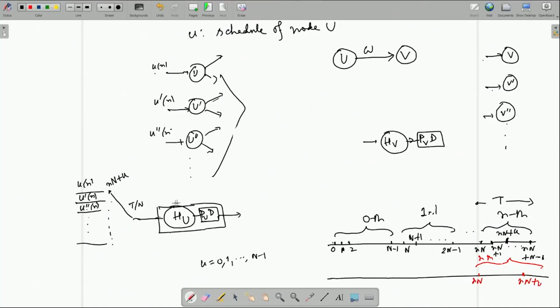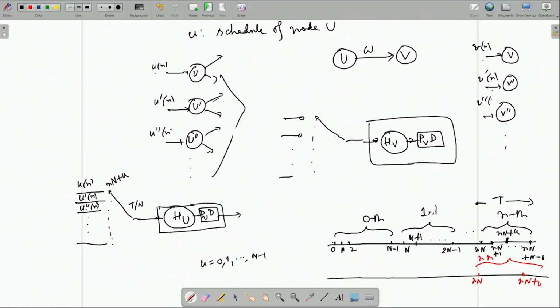I am showing one input here, there can be multiple inputs, taking data from multiple directions. Okay. This is HV, this is the thing, and again if this is small v n, if this is v prime n, this is v double prime n, here also maybe say v n, v prime n. So, capital N number of such nodes I replace by one hardware unit of the v category.